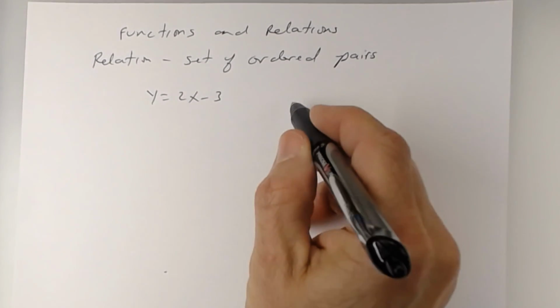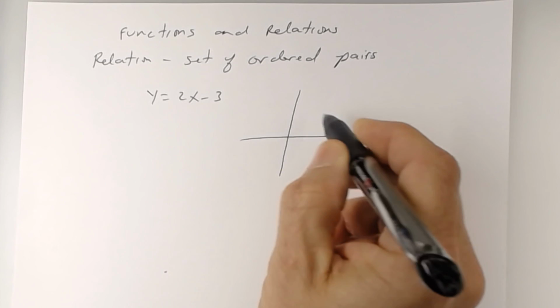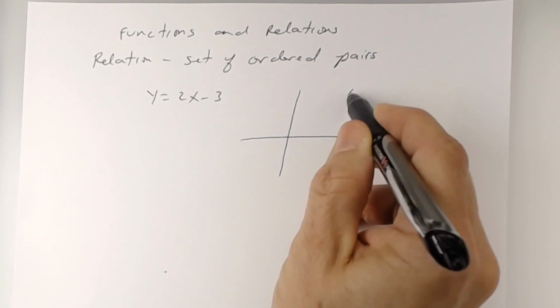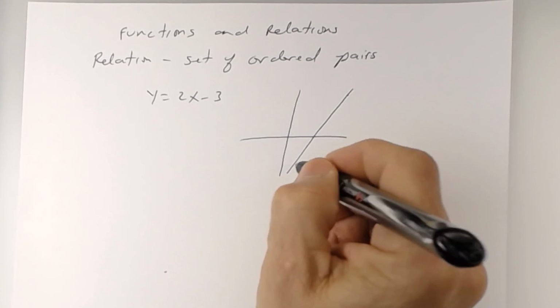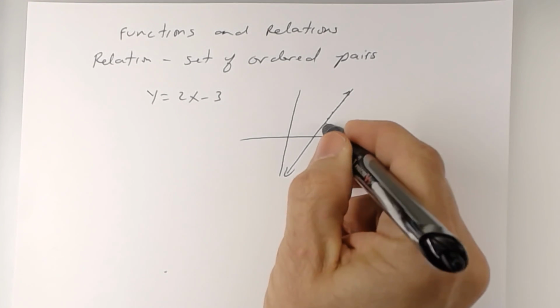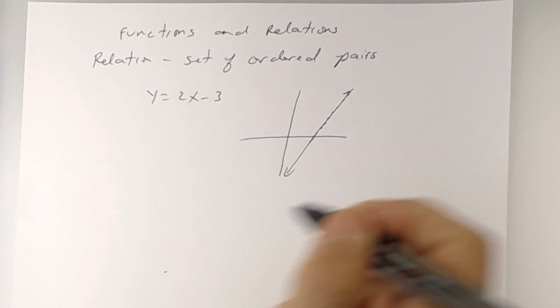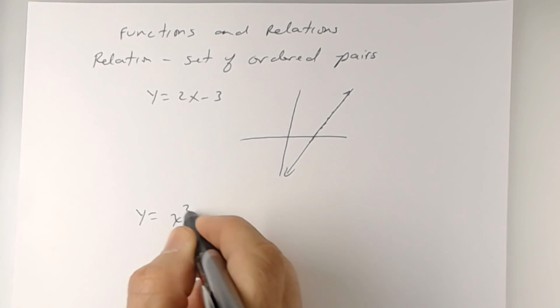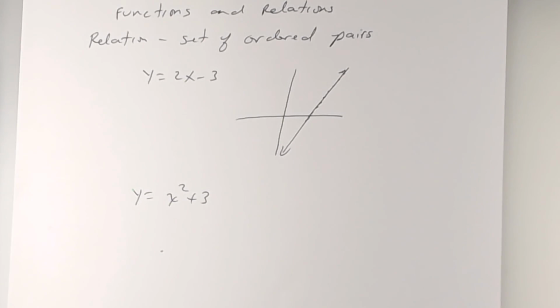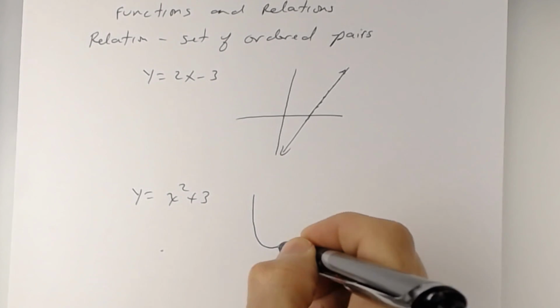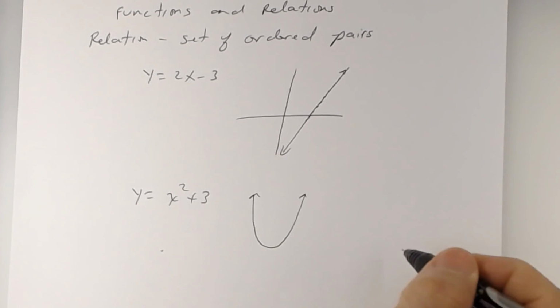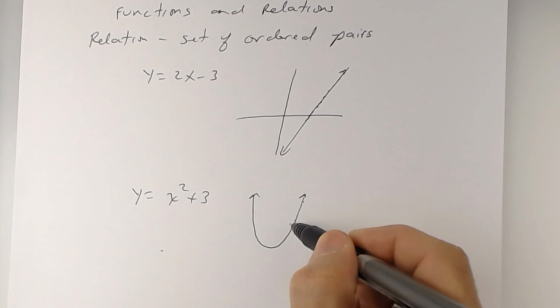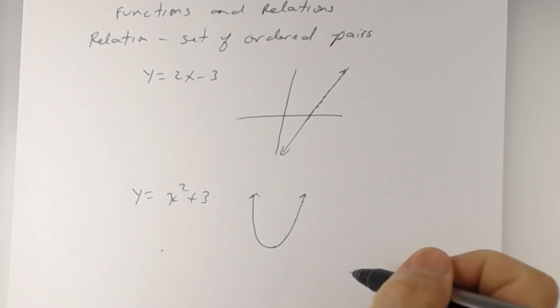So when you graph a line, isn't a line made up of a set of ordered pairs? Okay. You also graphed something like this on that first test. I'm just making this up. Something like this. That was a relation as well. That was a quadratic, right? So your parabola. Why is this a relation? Because it's made up of a set of ordered pairs.